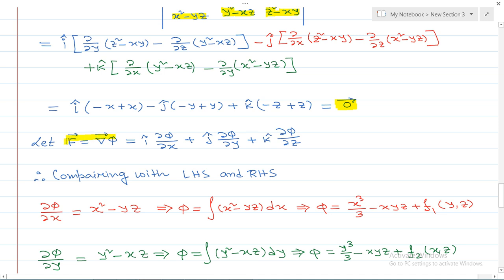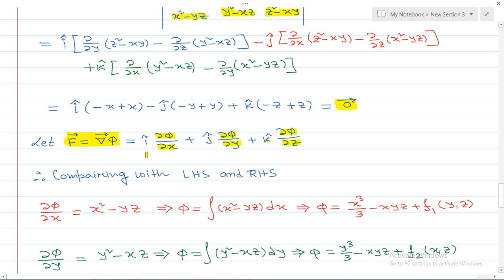Our task is to identify this scalar point function phi for which F vector and grad phi become the same. What is grad phi? Grad phi equals i cap del phi by del x plus j cap del phi by del y plus k cap del phi by del z. Now since F vector equals i cap del phi by del x plus j cap del phi by del y plus k cap del phi by del z, we can compare the F vector components with these right hand side terms.